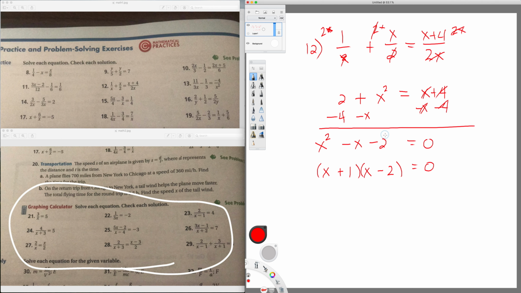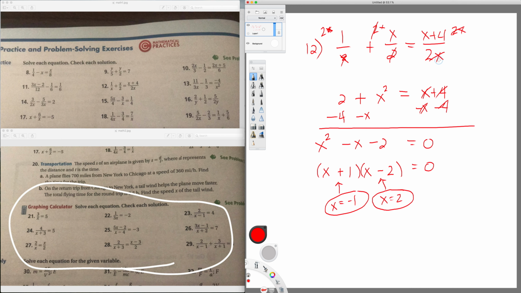Now that this is factored, I can just figure out what would make that 0. Well, x equals negative 1 would make that 0. So that's one answer. And then what would make this one 0 would be x equals 2. So I have two answers. The only thing I need to check is if x is one of these two numbers, would it make a denominator 0? If you get an answer that makes a denominator 0, it is not a real answer. Those are called extraneous roots.